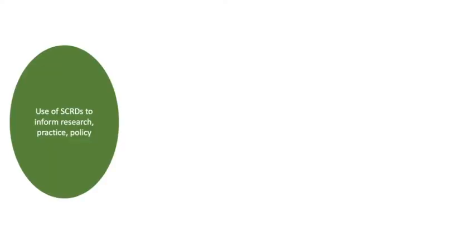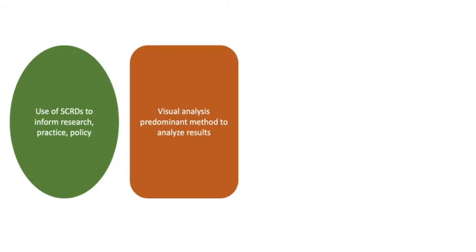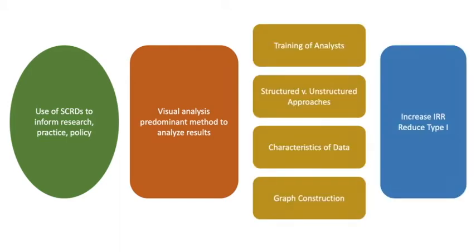So, big picture thinking, single case research designs have been prominent to inform research practice and policy within special ed, school psychology, and even in medicine when we think of N-of-1 trials. And what we see is visual analysis is still the predominant method used by researchers to make decisions about functional relations and the magnitude of treatment effects. But with that, we've seen some concern with inter-rater reliability across visual analysts, and the type 1 error rate as part of a visual analysis process.